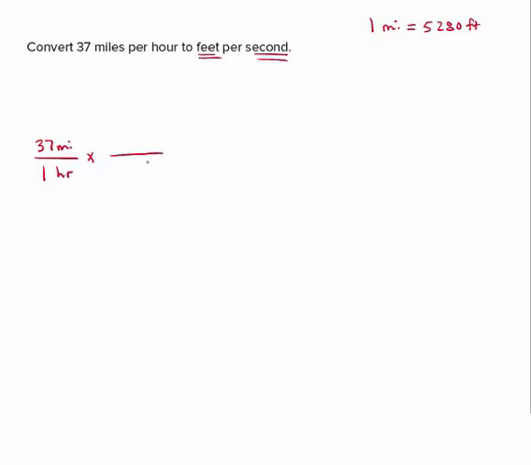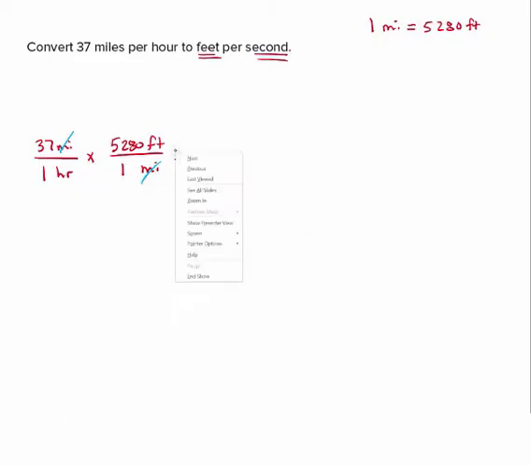If we use a conversion factor that has miles in the denominator, so that would be 1 mile in the denominator and 5,280 feet in the numerator, notice that's going to get rid of the miles units. And if we just stopped right here, our units would be feet per hour. But we want feet per second, so we keep going.